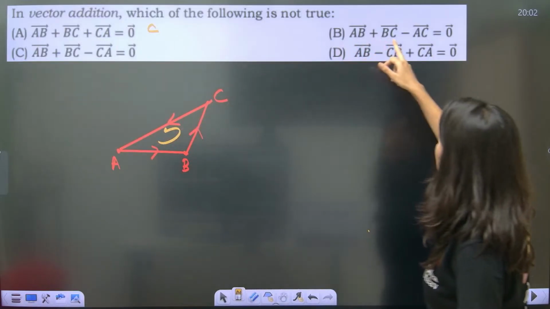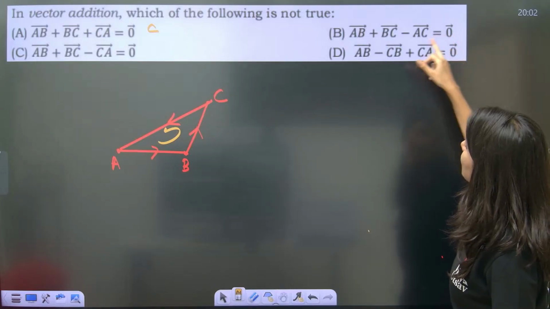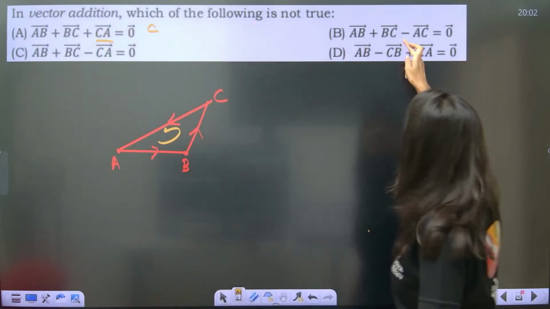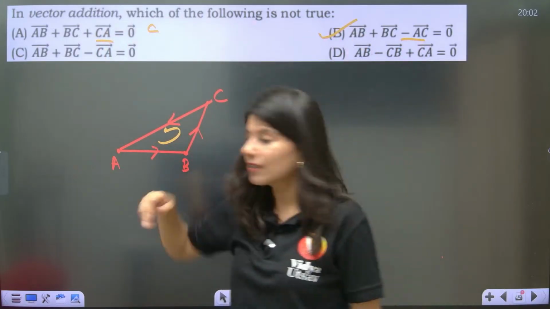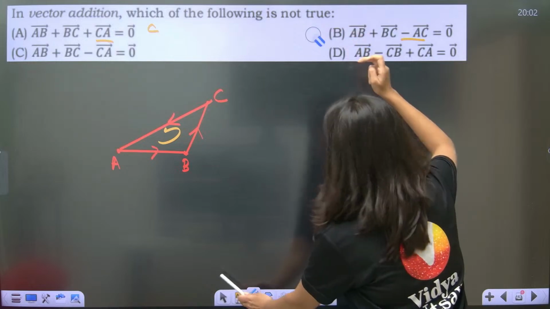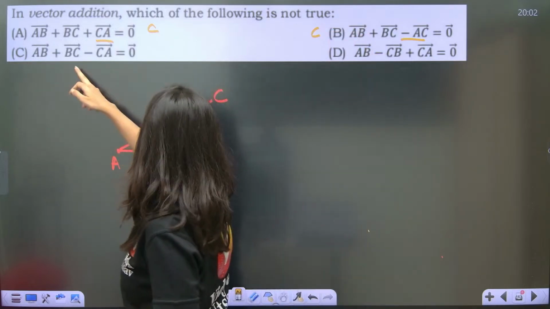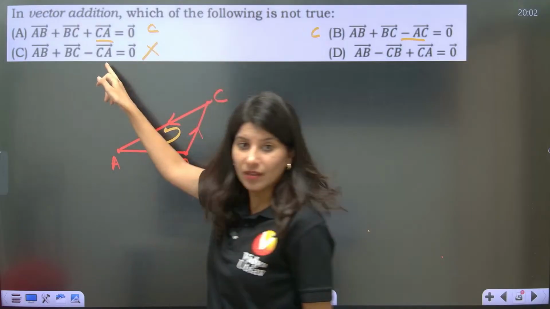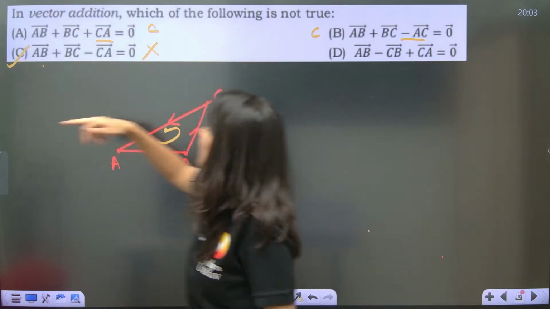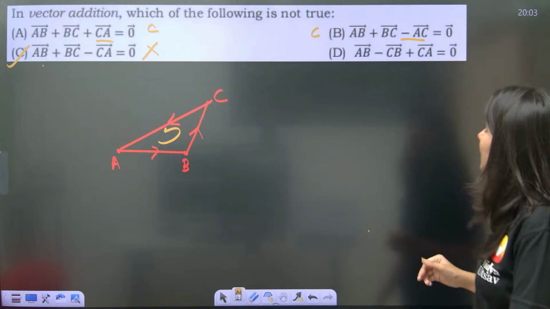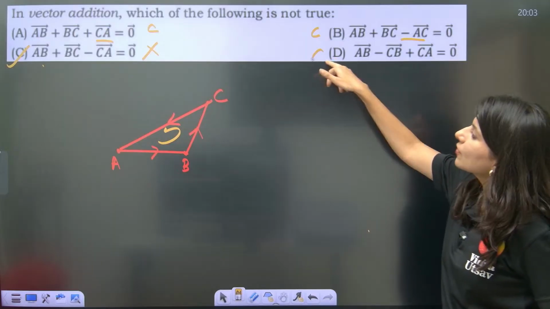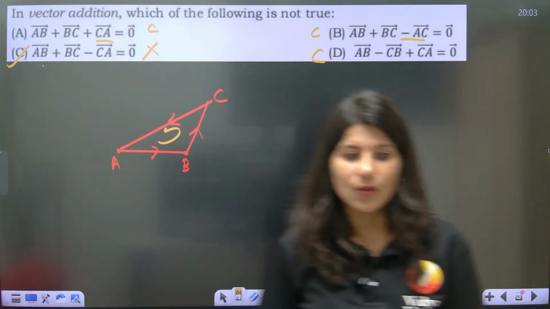Okay, ma'am. AB plus BC minus AC is equal to 0. So yes, CA over here is right. CA can also be written as minus AC. So this is also right. Okay, correct. But we are looking for incorrect. Now AB plus BC minus CA will be wrong. Because if A is correct, then obviously C should be wrong. So C will be the right answer. And AB minus CB plus C, this is also correct. So only the C option is incorrect.